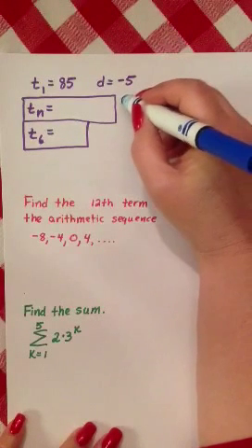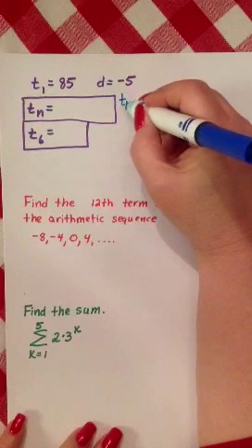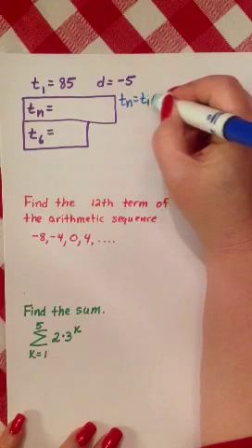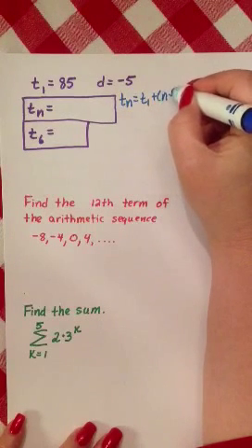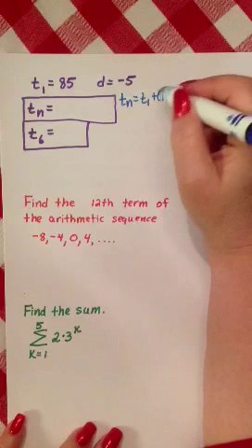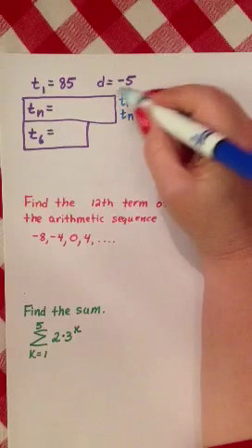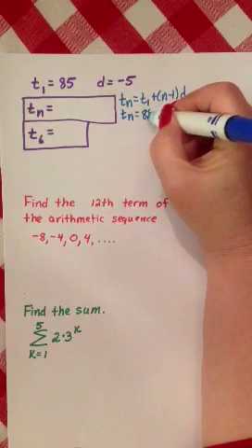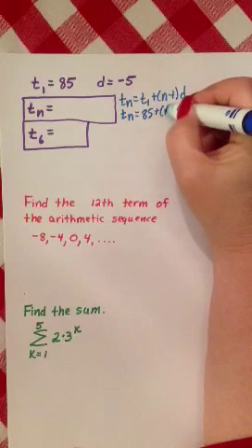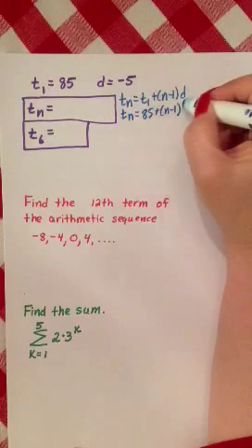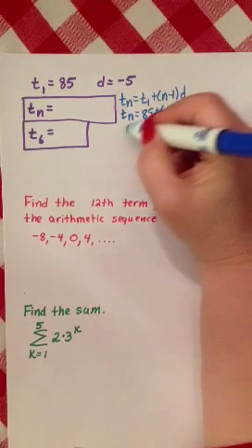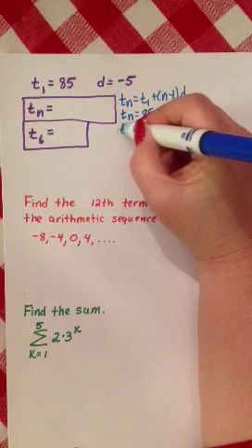So remember that the formula for an arithmetic sequence is t sub n is equal to t sub 1 plus n minus 1 times d. So the formula for t sub n would be t sub n is equal to t sub 1, which is 85, plus n minus 1 times negative 5. Then you just do a little bit of algebra.